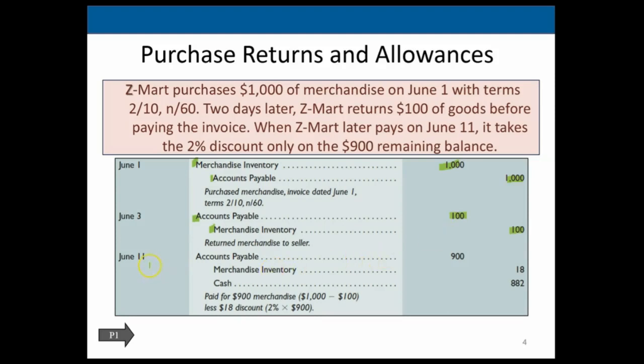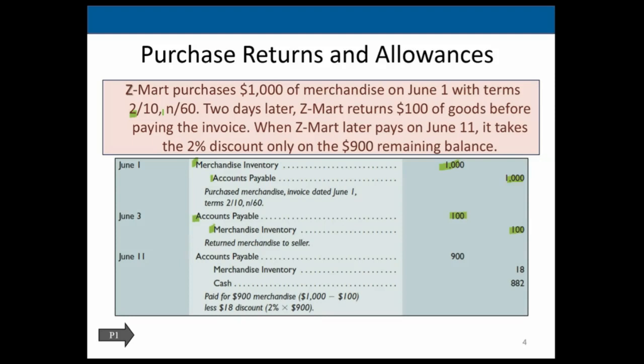Then we pay off the rest of it, the final $900, within the discount period, thereby getting the 2% discount because we paid within 10 days. So we're going to get the discount, but only on the $900. Now, if we think about just the accounts that will be affected, first of all, is cash affected?